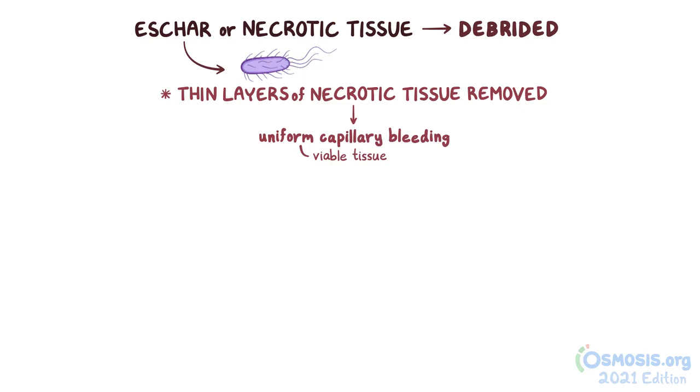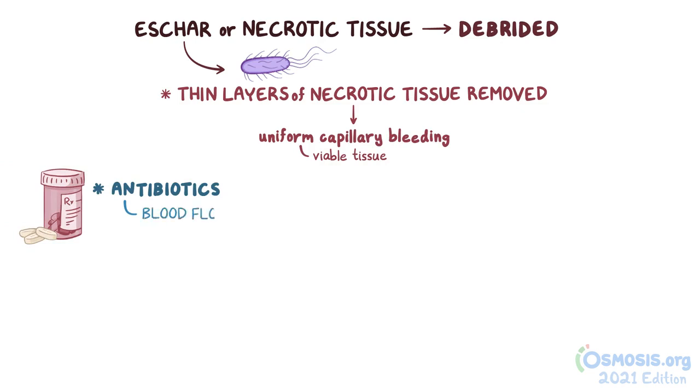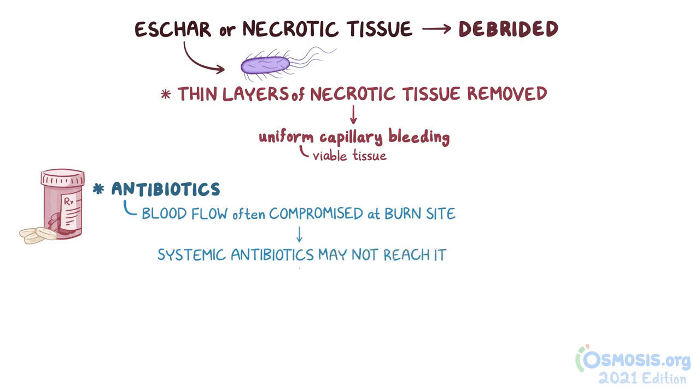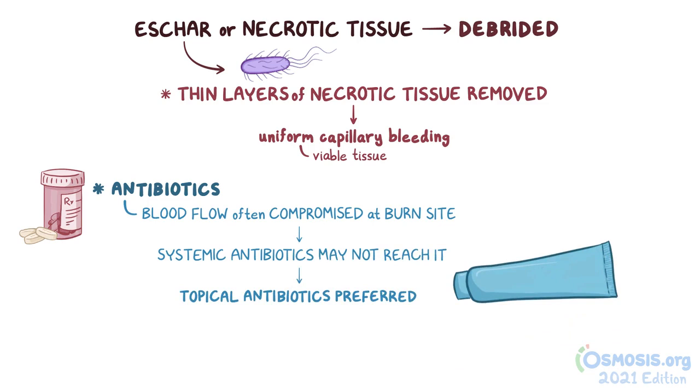An important aspect of preventing infection is giving antibiotics. But because blood flow is often compromised at the necrotic burn area, systemic antibiotics might not adequately reach it. Therefore, topical antibiotics are usually preferred, with a large number of options to choose from.